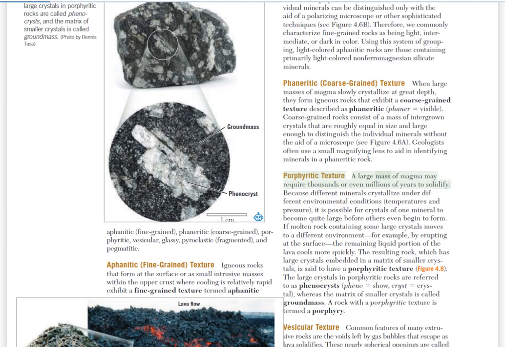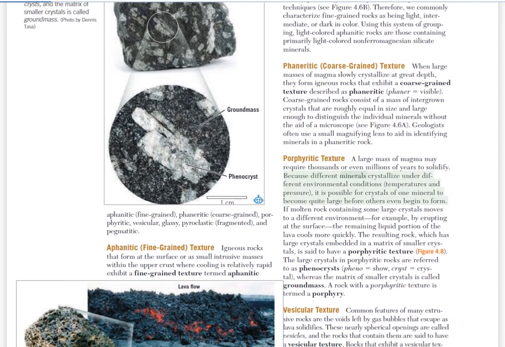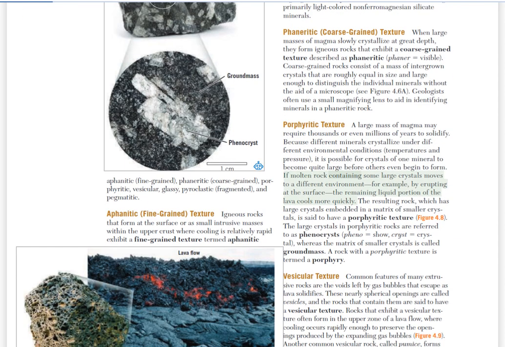Porphyritic texture. A large mass of magma may require thousands or even millions of years to solidify. Because different minerals crystallize under different environmental conditions, it is possible for crystals of one mineral to become quite large before others even begin to form. If molten rock containing some large crystals moves to a different environment, for example, by erupting at the surface, the remaining liquid portion of the lava cools more quickly.